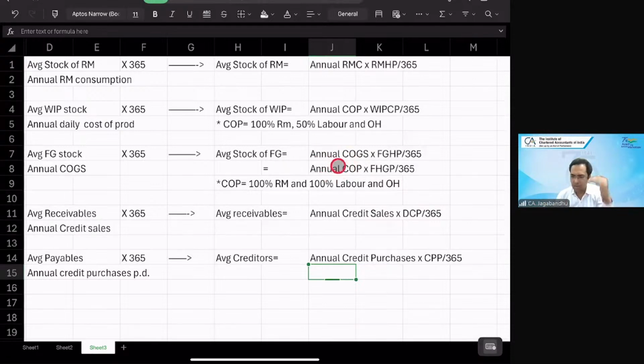Okay, so based on what the question is demanding, we'll be using the typical appropriate formula for this. Someone is asking, what is the meaning of labor and overheads cost accruing evenly during the year?